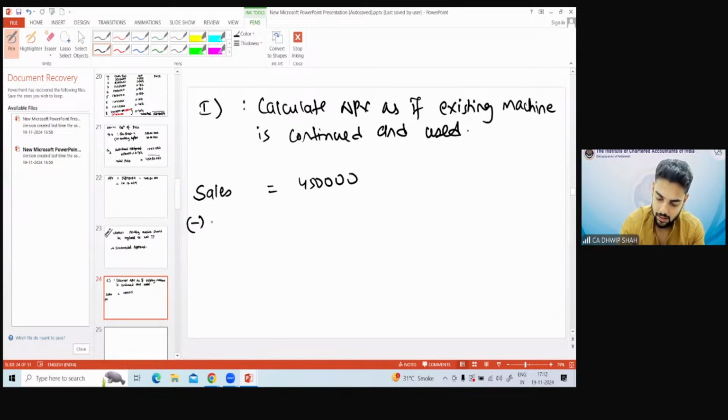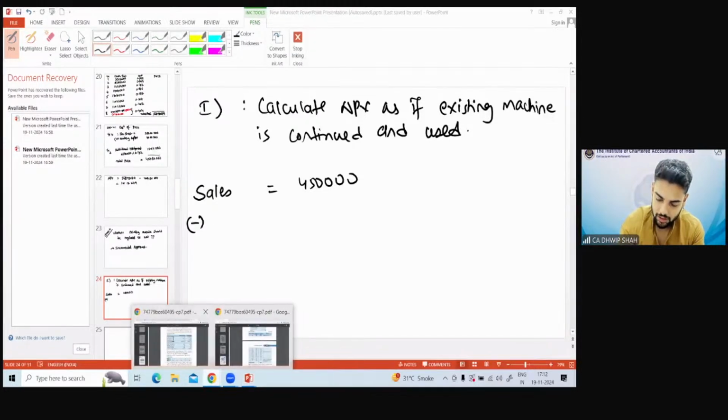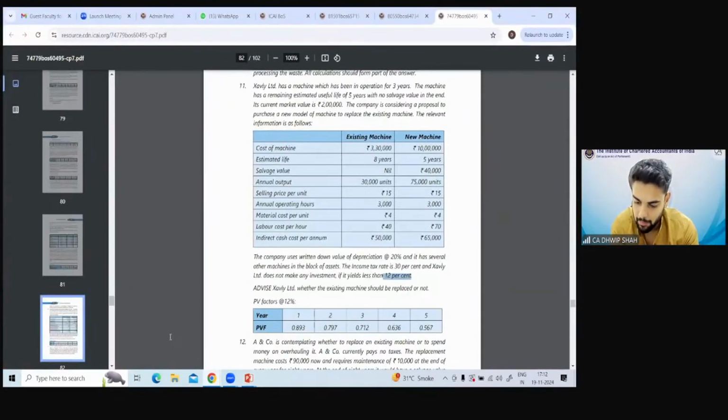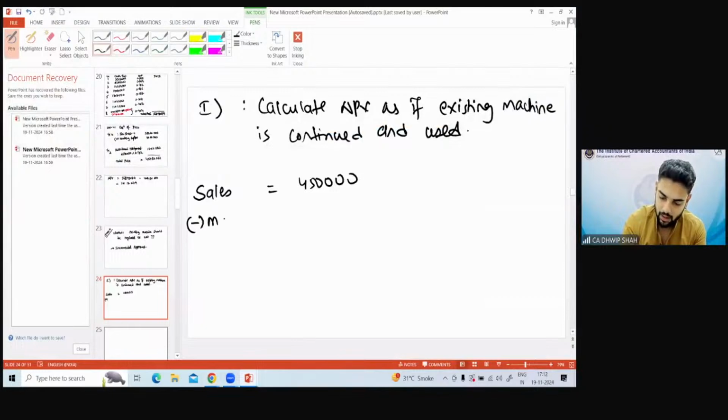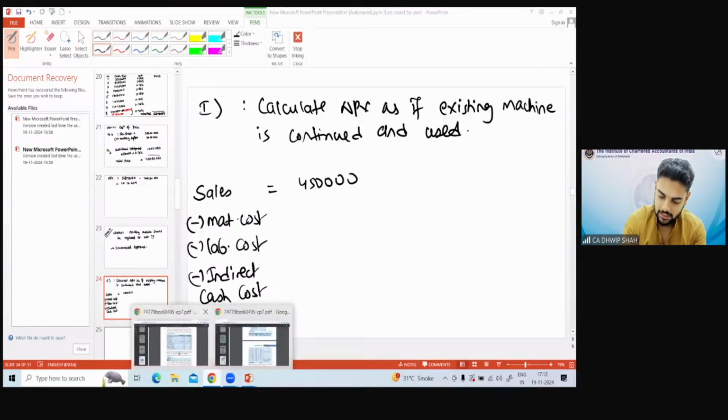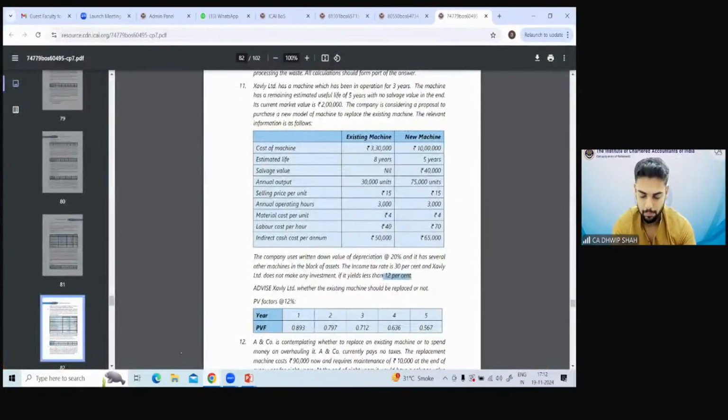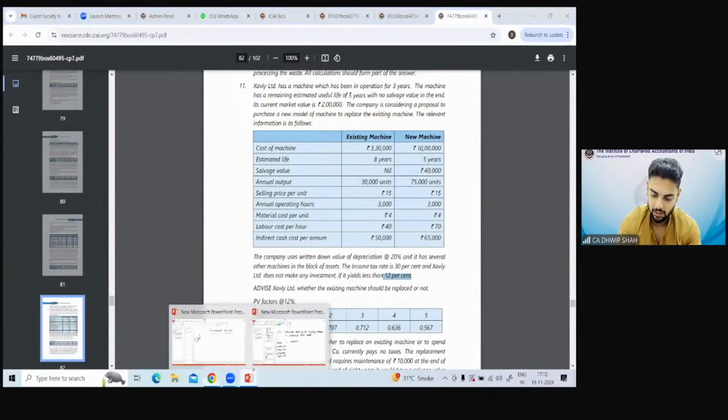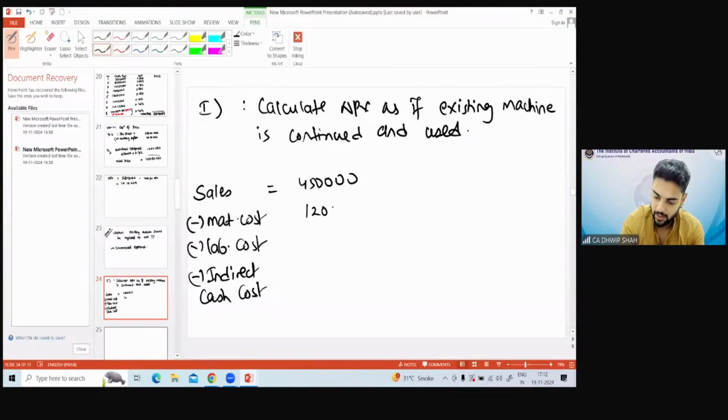Less cost. Cost would be my material cost, labor cost, and indirect cash cost. How much is the material cost? Material cost is 4 per unit and number of units are 30,000. Whereas it comes to 120.